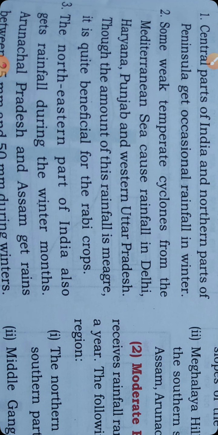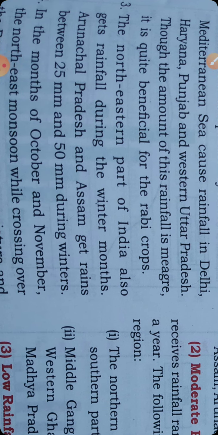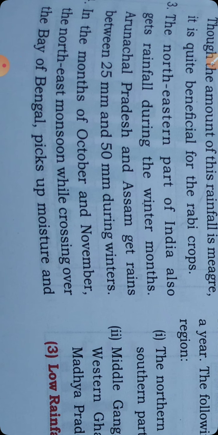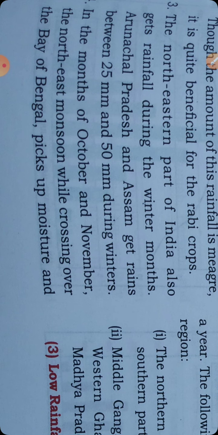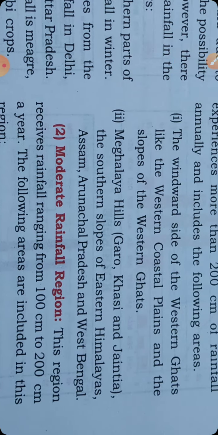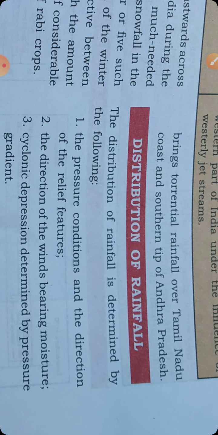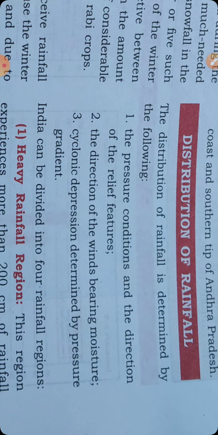The northeastern part of India also gets rainfall during the winter months. Arunachal Pradesh and Assam get rain between 25 mm and 50 mm during winter. In the months of October and November, the northeast monsoon, while crossing over the Bay of Bengal, picks up moisture and brings torrential rainfall over the Tamil Nadu coast and the southern tip of Andhra Pradesh. Let us see distribution of rainfall. The distribution of rainfall is determined by the following.